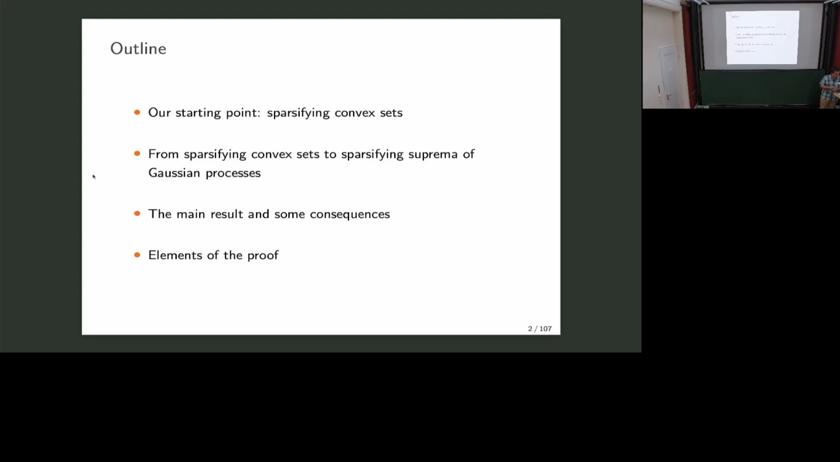to the n Gaussian distribution. Before I get to talking about Gaussian processes, I want to tell you how we arrived at the main result, which was we were thinking about a problem that has to do with sparsifying convex sets under the Gaussian distribution. Okay? So I'll tell you about that problem. We'll see the connection between sparsifying convex sets and sparsifying suprema of Gaussian processes.